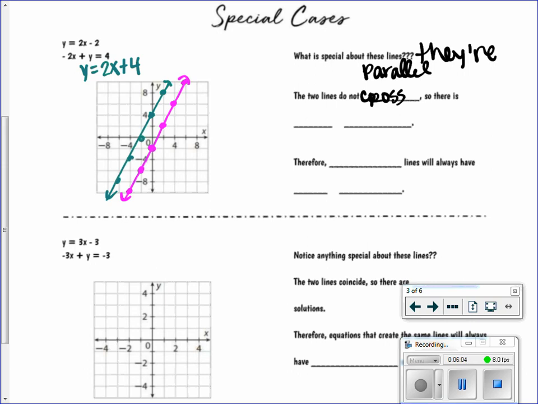If they're never going to cross, then what's our answer going to be? No solution. There is no solution. There's going to be no number or no point that they ever cross. Therefore, every time when it's equations, every time that you have a parallel set of lines, your answer will always be no solution.